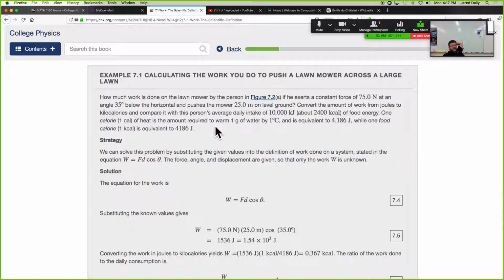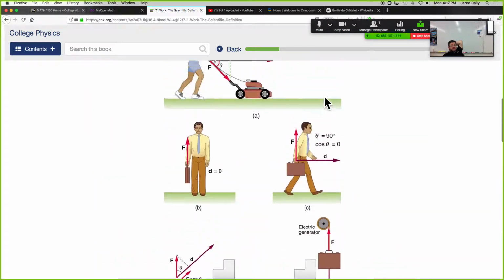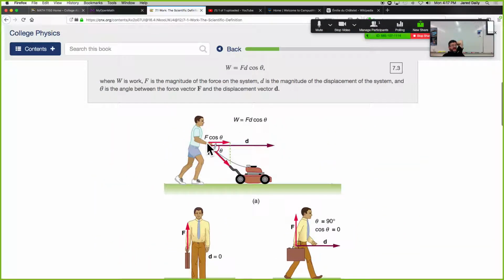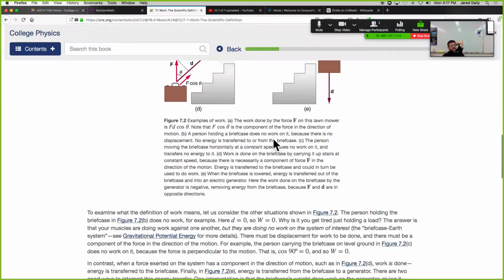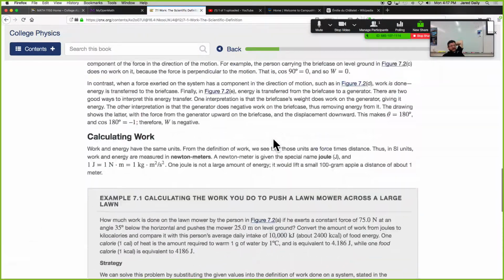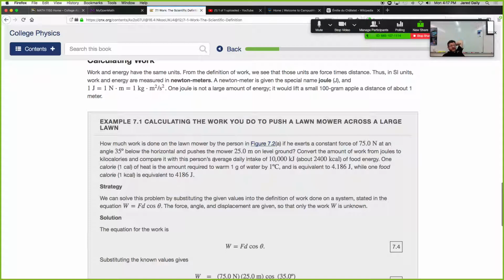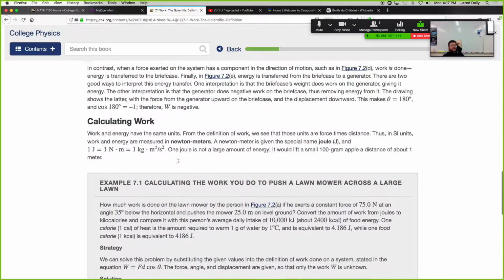So let's just do a really simple example with the lawnmower. We're going to exert a force of 75 newtons. Remember that this 75 newtons acts along the handle, because the force always acts through an object in a pushing or pulling scenario. So the force is going through the handle, so it's at that angle, and they tell us the angle is 35 degrees, and the lawnmower is going to move 25 meters on level ground. And we want to know how much work is being done.